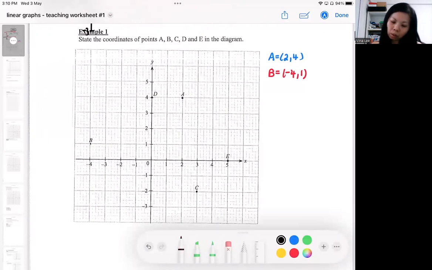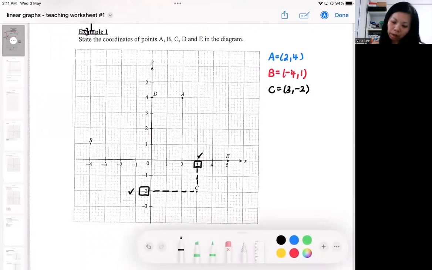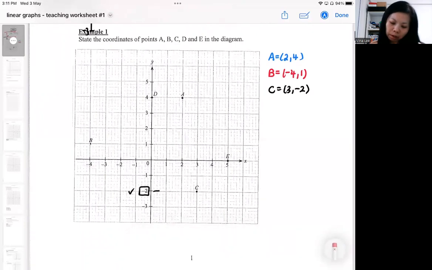The next one is coordinate C. You have to look for the x first, and then you look for the y. It's always the x first, then the y. So C will be equal to (3, -2). You can use the dotted line to help you. Otherwise, you can do it mentally.